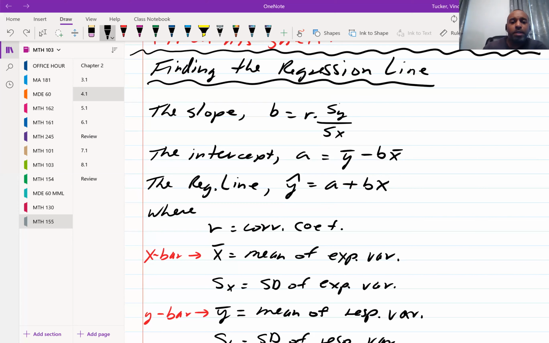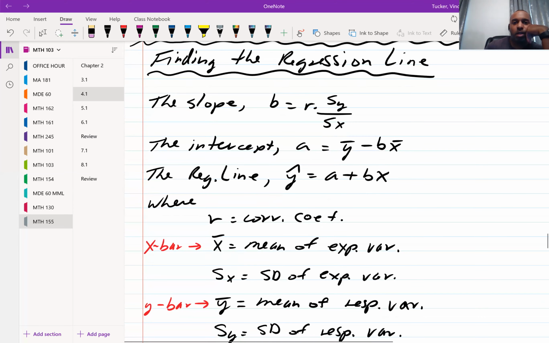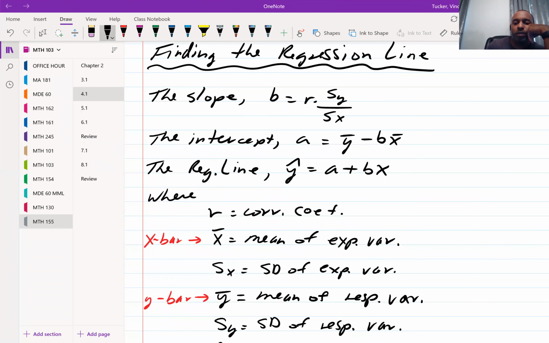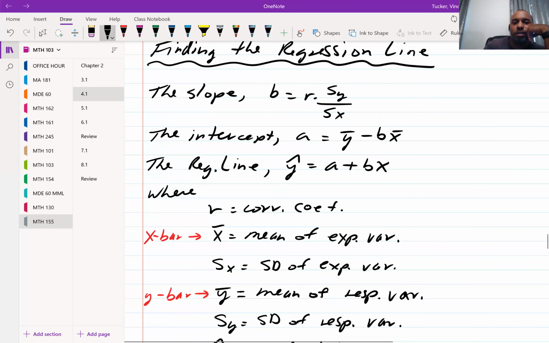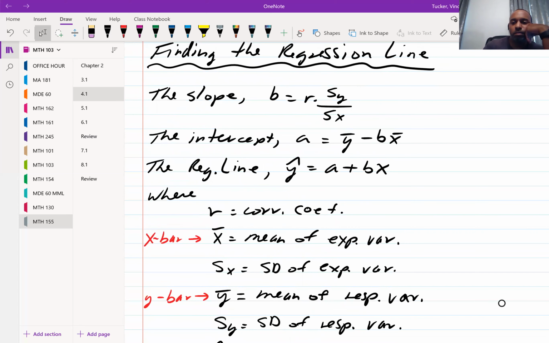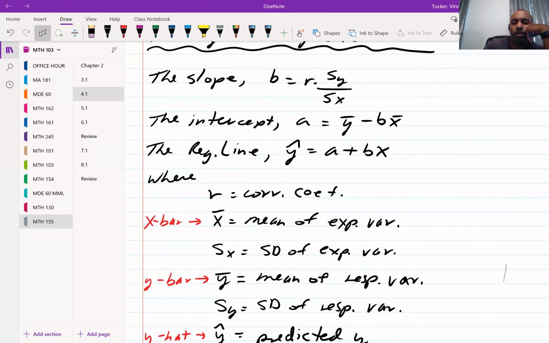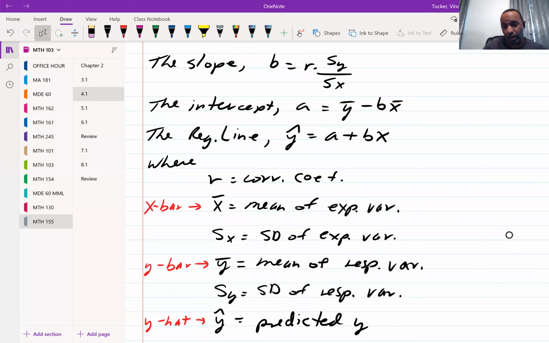So what do those letters mean? R, we talked about R last class, that's your correlation coefficient. X bar is the average of your X values. S sub X is the standard deviation of your X values. Y bar is the average or the mean of your Y values. S sub Y is the standard deviation of your Y values. And then Y hat is our predicted Y.